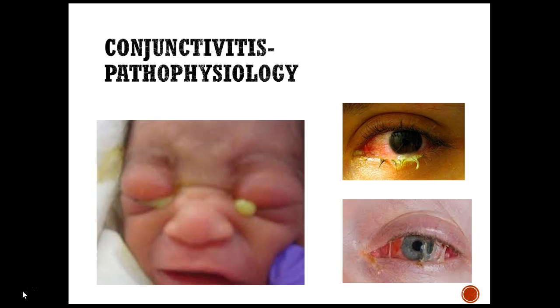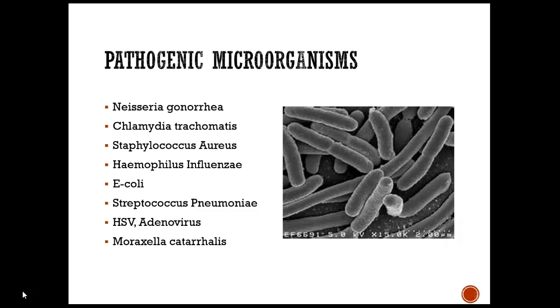And what happens in this illness is the conjunctiva of the eye, which is a thin membrane that covers the anterior surface of the eyelid, becomes infected with some type of microorganism. And that can be several different types of microorganisms. It can be gonorrhea, chlamydia, it can be staph, E. coli. It can be viral, such as the herpes simplex virus or the adenovirus.